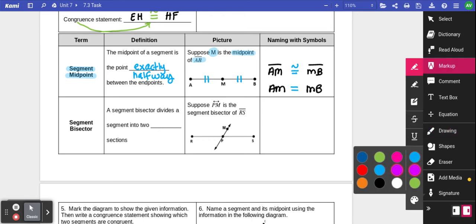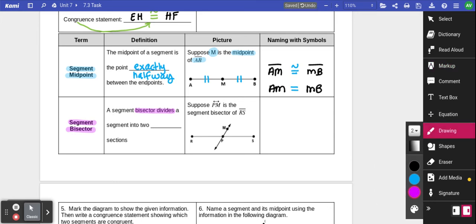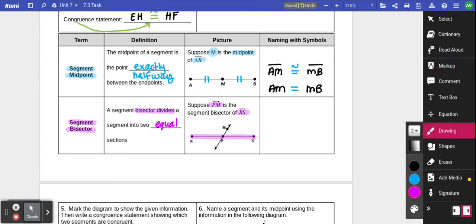Now, another word that means exactly halfway is bisector. I like to think about bisector as meaning two sections. So a segment bisector divides a segment into two equal sections. Now, if we're told in the instructions, for example, that line PM is the segment bisector of line RS, then that means that segment RS is getting cut in half by line PM. It's slicing it in half.